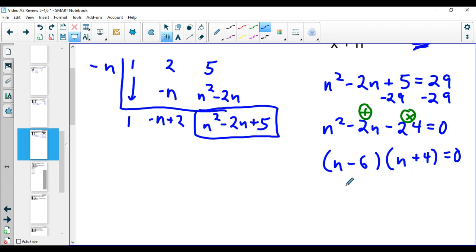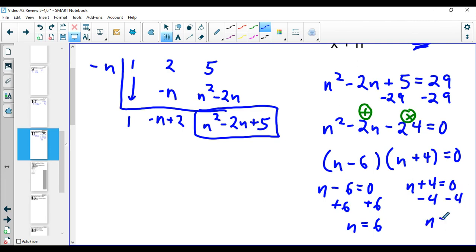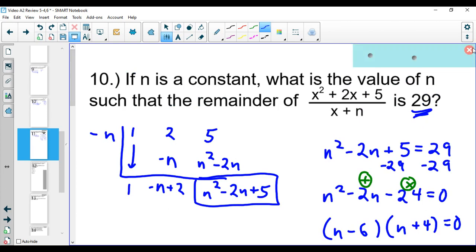And then we know how to use the zero product property at this point. You can probably skip these steps, but I'm going to show all my work. We set one equal to 0. We set the other equal to 0. Here we add 6 and get n equals 6. Here we subtract 4 and get n equals negative 4. So 6 and negative 4, we check the answer.